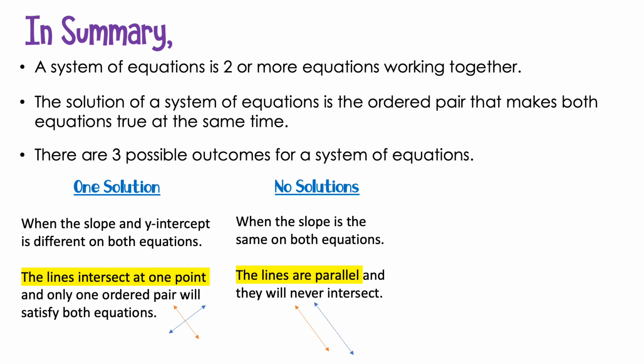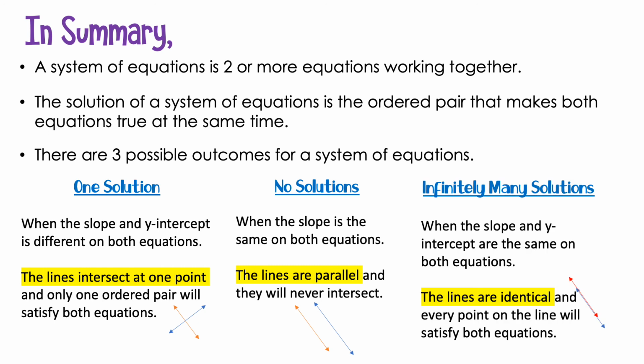We can have no solutions, when the slope is the same on both equations, the lines are parallel, and they will never intersect. Or we can have infinitely many solutions, when the slope and the y-intercept are the same on both equations, the lines are identical, and every point on the line will satisfy both equations.